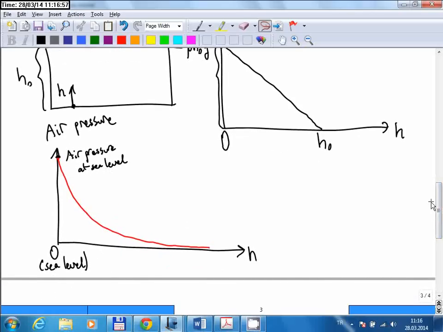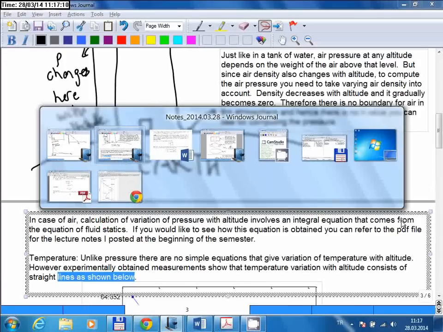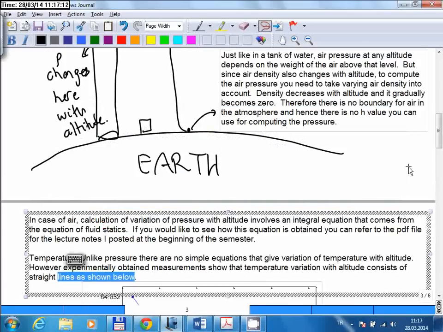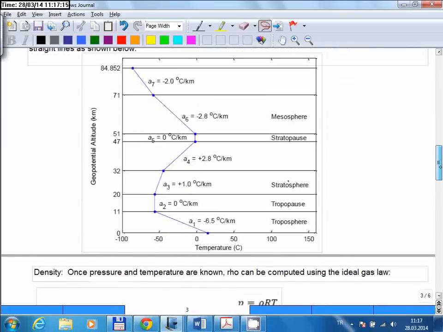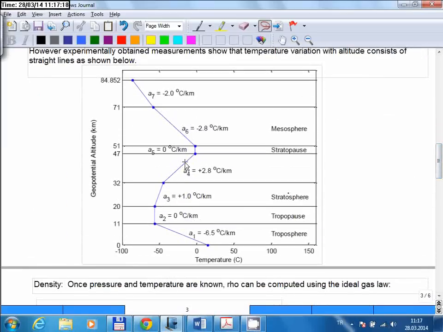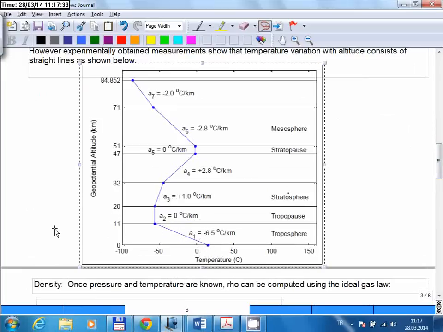So for pressure, you know that pressure converges to zero asymptotically, like this curve here. But for temperature, the relation is not that simple. In fact, the air temperature change with altitude looks something like this, so this blue curve here. So on a standard day, if the temperature at sea level is this much, temperature changes linearly with altitude up to a certain level, which is about 11 kilometers.